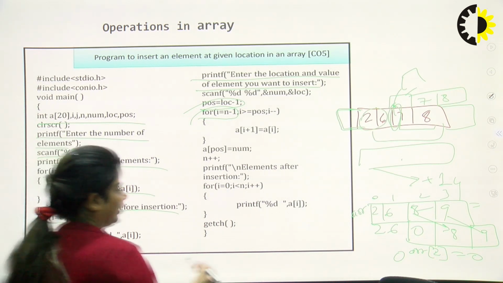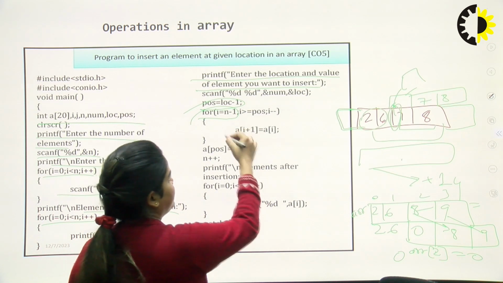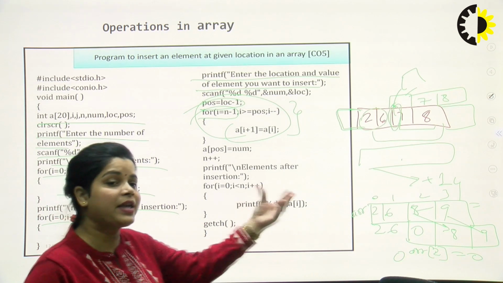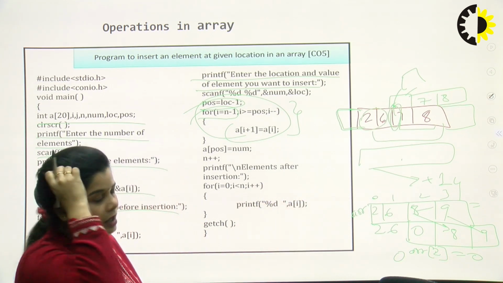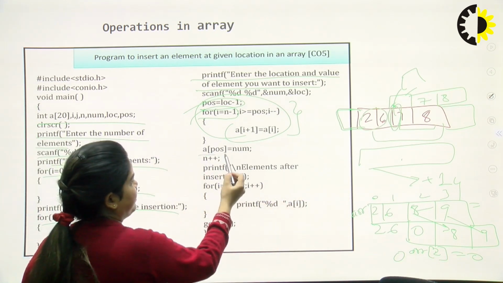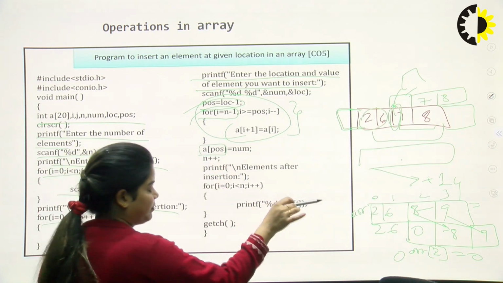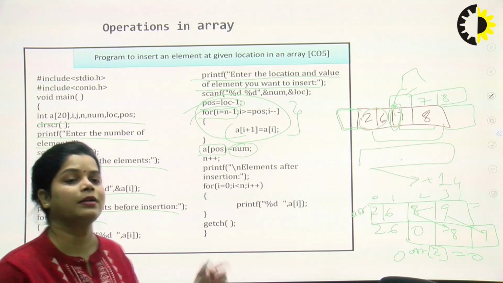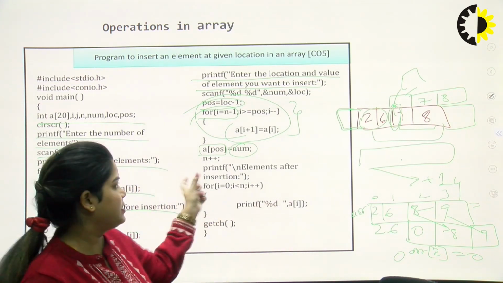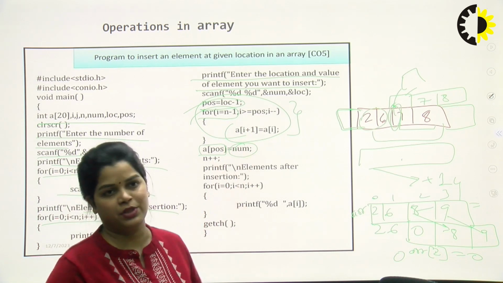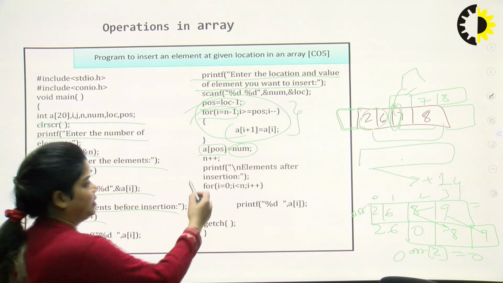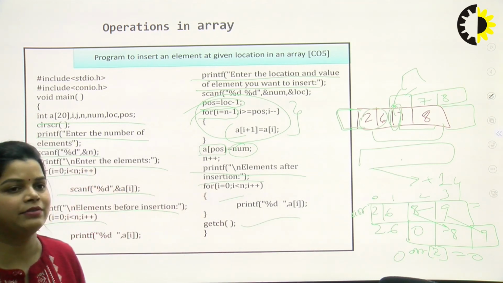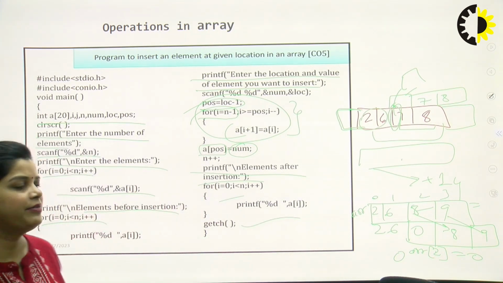Now what happened with the help of this? A position is created, means a space is created. Now at that particular position where you have created that place, you will insert that number, means a[position] will be that particular number. Then printf after the insertion, you can print the elements, and you can see at what position you have entered that element.